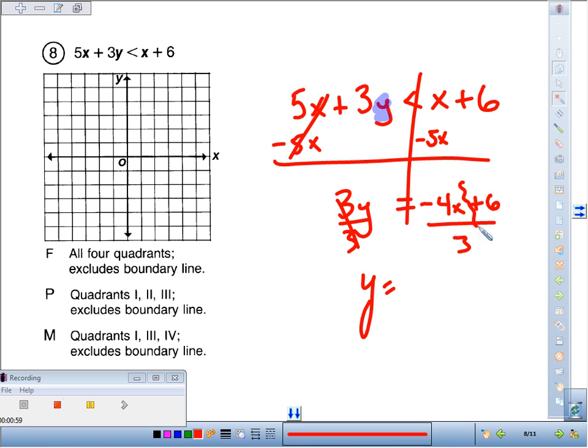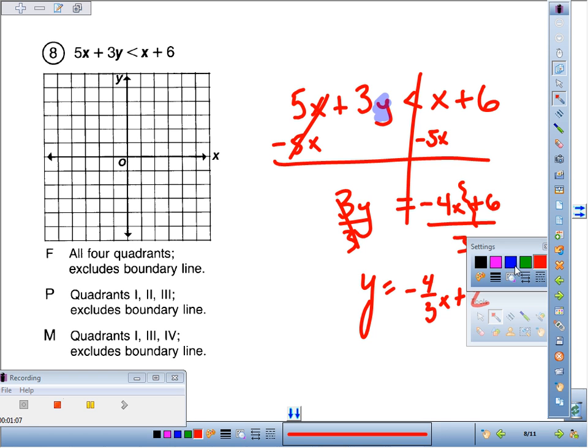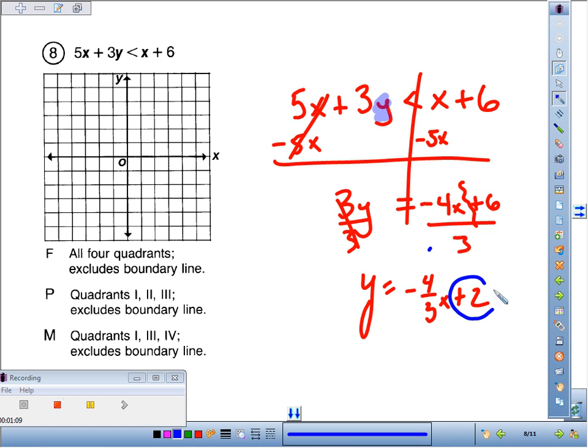And if we do this, negative 4x divided by 3, we just have negative 4/3 x. 6 divided by 3, that's 2. And now I can see this in slope-intercept form. My y-intercept is going to be 2. The slope is negative 4/3. So I go down 4 over 3 to find another point.